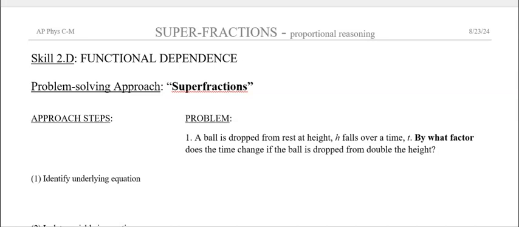Welcome. This video is going to go over a skill that is required in AP Physics C that I affectionately call superfractions. College Board, I do not think, uses the term superfractions because I made it up. Actually, one of my students several years ago coined the term and it just stuck. So what AP does look at is this skill, which they've labeled 2D, and it's called functional dependence. And superfraction is the technique or the approach that we're going to use to solve these types of problems.